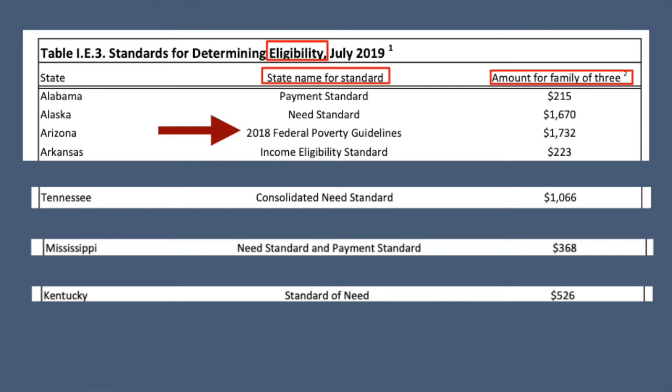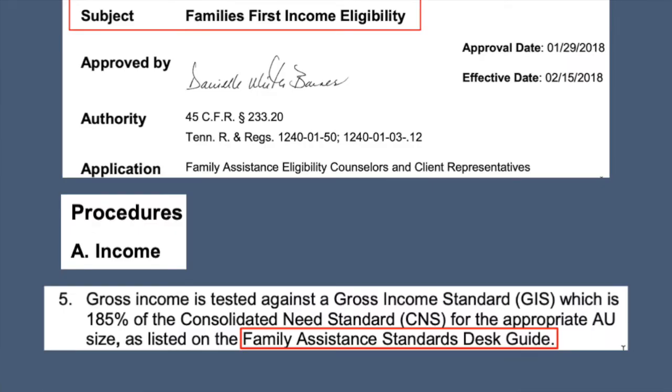And you'll notice that these vary greatly, and that's because there are a lot of different ways that they look at need. But I just wanted to show you that they have different standards for even determining eligibility and what people need. So you can see that Tennessee's not following the federal poverty guideline. They're following something different called their consolidated need standard, but you can't even determine what that is because it's in that desk manual that's behind the state employee firewall, if you will.